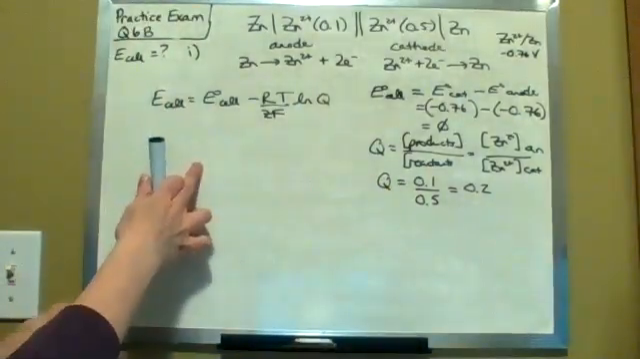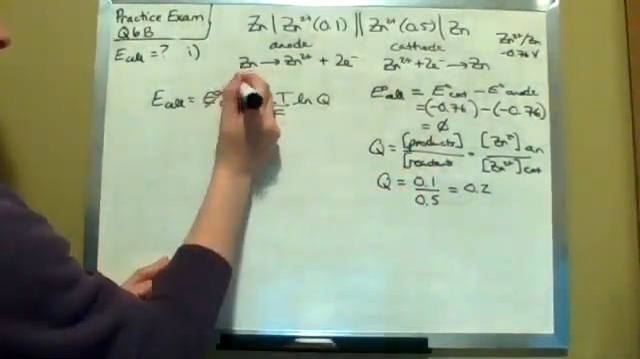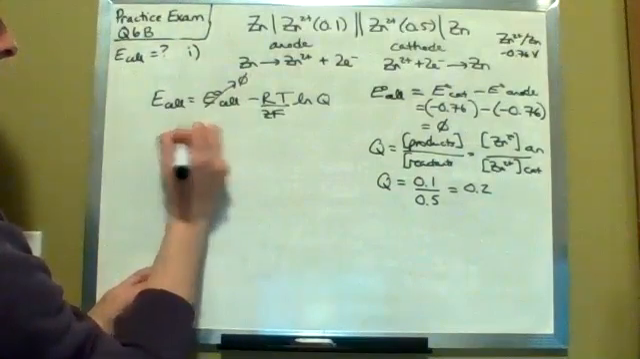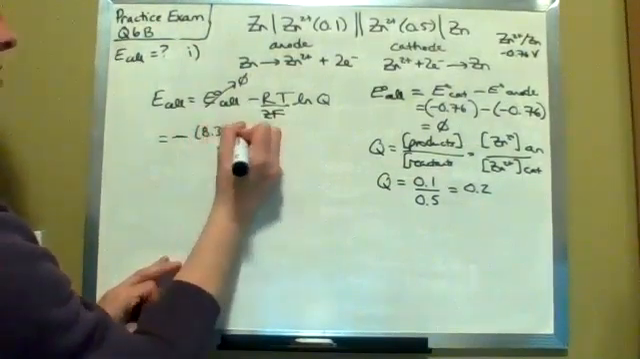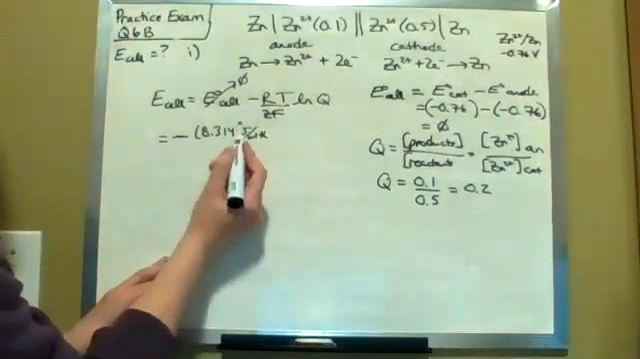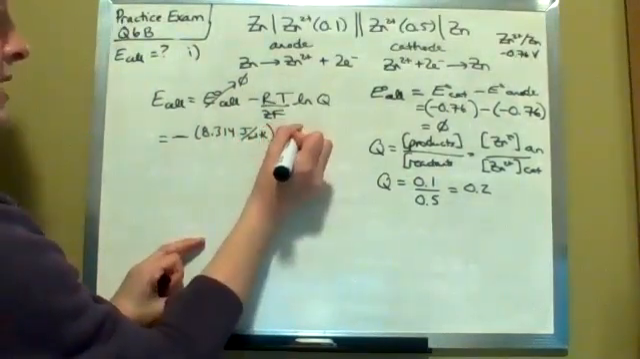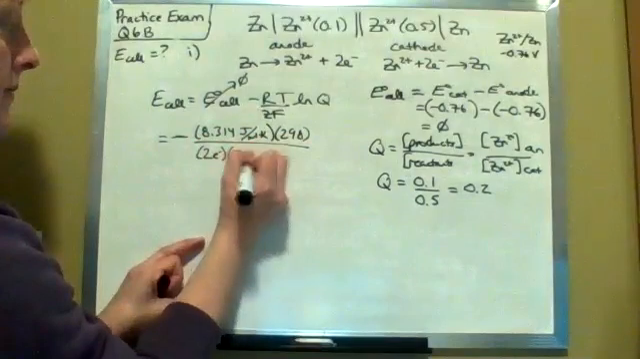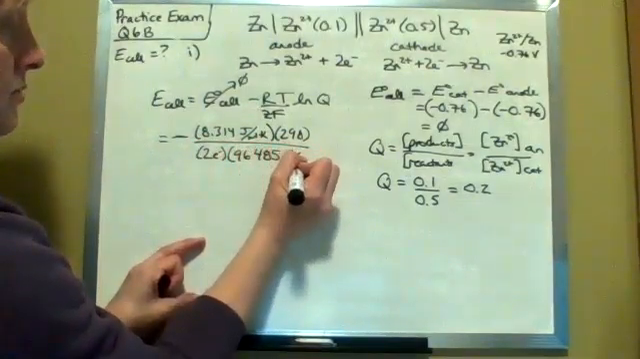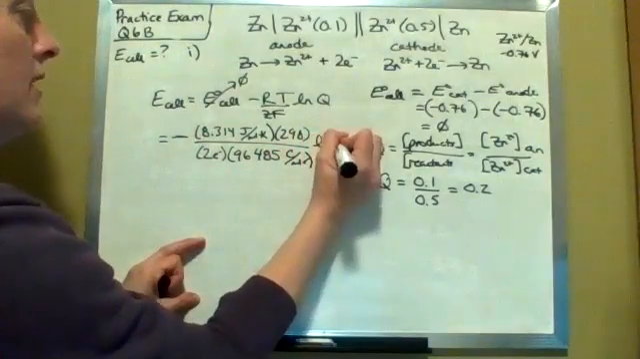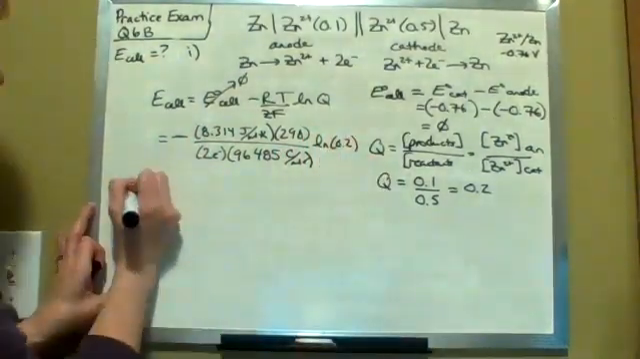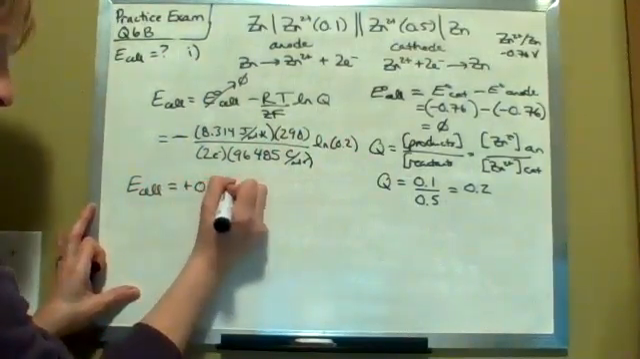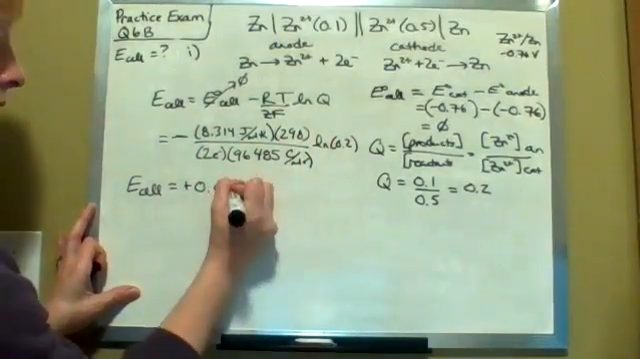Now, back over here then, if you input all of this, so this is 0, right? That means we're going to have minus 8.314 joules per mole Kelvin, which is a volt coulomb for the joule, 298. Our electrons, we have 2 moles of electrons. And then Faraday's, which is coulombs per mole electron. And then ln of 0.2. So our E cell ends up being plus 0.021 volts.